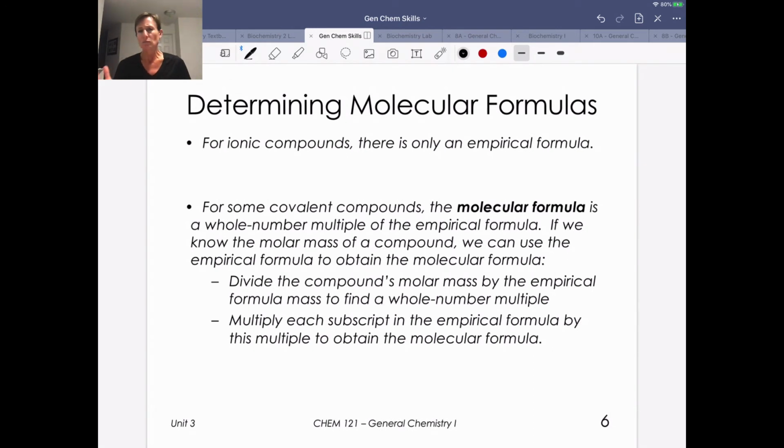All right. Well, what about a molecular formula? Well, if you have an ionic compound, there's only going to be empirical formulas.